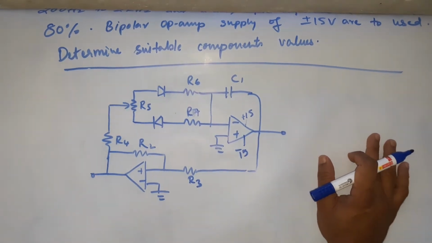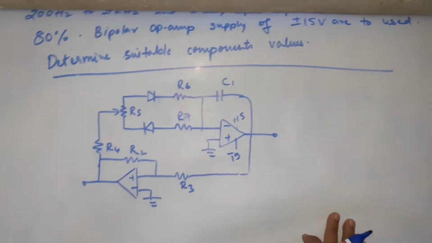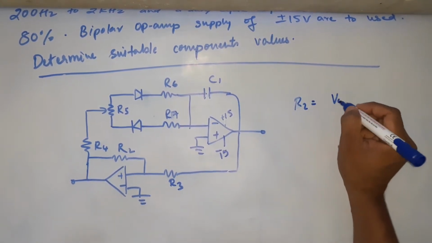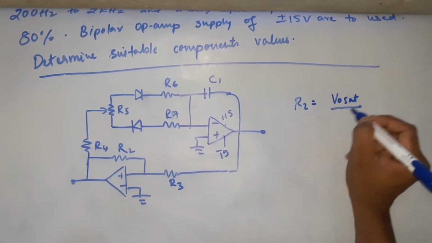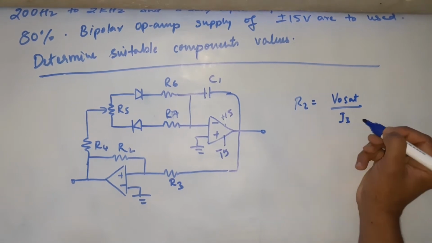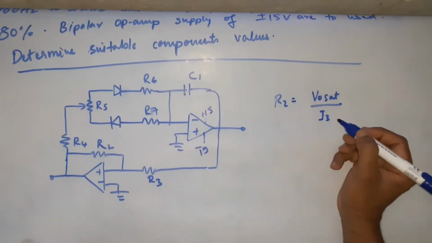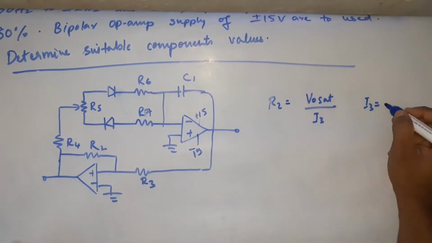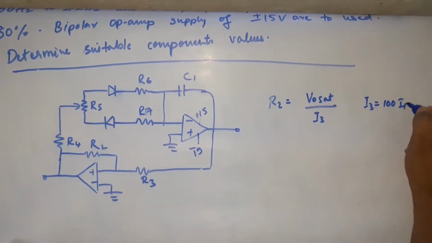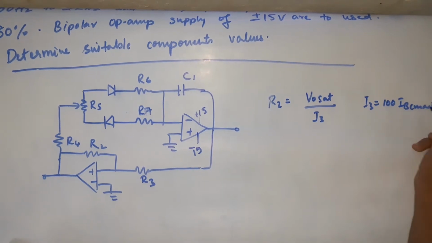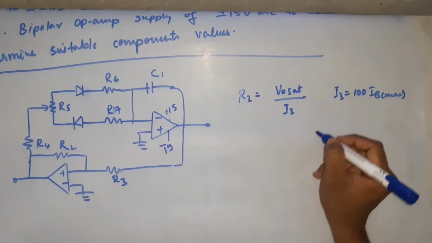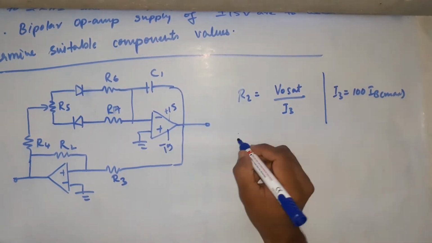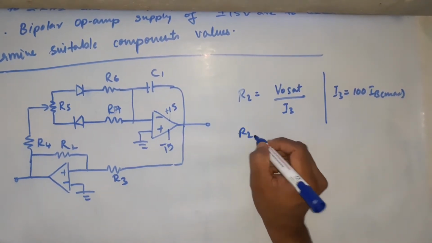Now let us find R2 first. How to find R2? R2 is V0 sat divided by I3. Hope you remember this. Where I3 is 100 times of IB max. Right? So therefore, you substitute here, you will get R2.